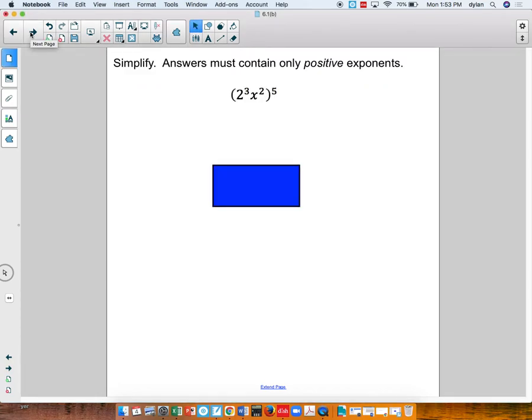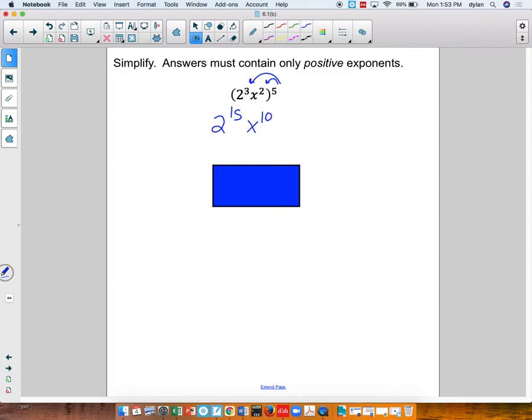2 cubed x squared, all raised to the fifth. So if you'd like, you can pause the video, try it on your own, and then check to see how you did. And you can do that for each problem if you would like. So if I was solving this problem, I would distribute the 5 to both of these. And so I would have 2 to the 15th, x to the 10th.